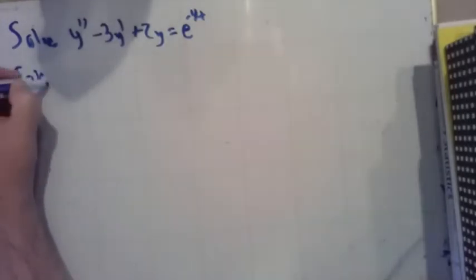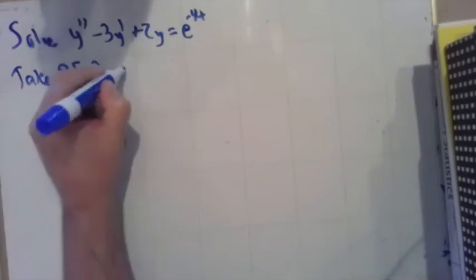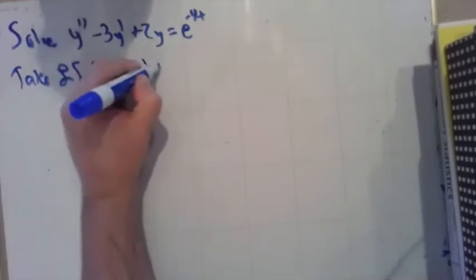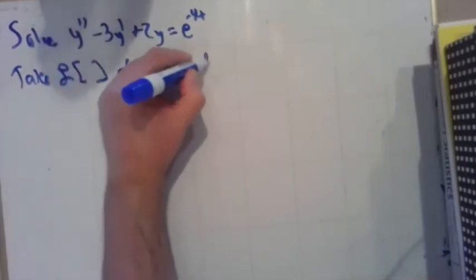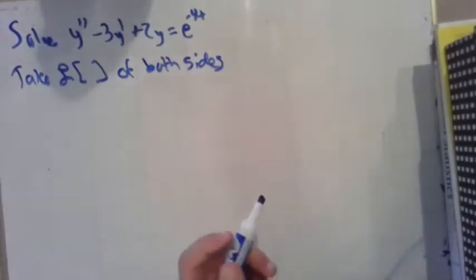So that would be an easy way to check the answer we get. We're just going to solve it using a different method. So we're going to take the Laplace transform of both sides. Laplace transform is linear, meaning I can distribute it.